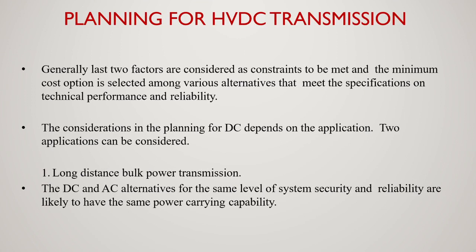So when we see the first one, long distance bulk power transmission, DC and AC alternatives for the same level of system security and reliability are likely to have the same power carrying capability. So the cost comparisons would form the basis for the selection of DC or AC alternative if the requirements regarding technical performance are not critical.